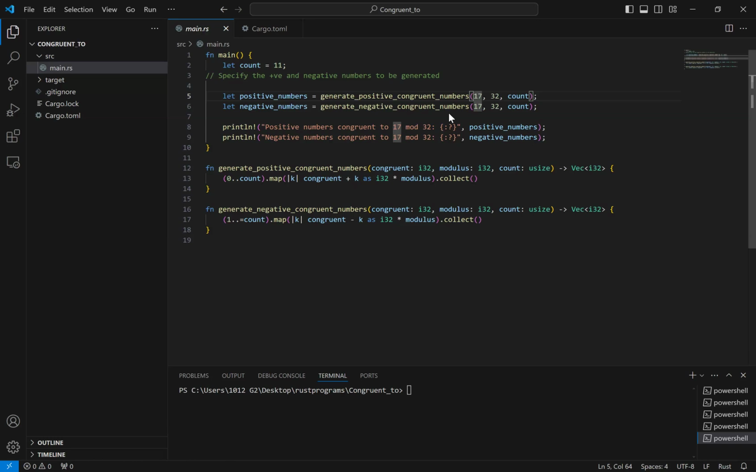So it will give me the positive values. It will count 11 of them. Then again, this other one, let the negative values, which are congruent to 17 mod 32. Let it count and give me 11 values. Then it will print that result. The formula I was talking about has been defined here. To give me the positive values, the range is from 0, and for the negative values, the range is from 1. Let us run this.